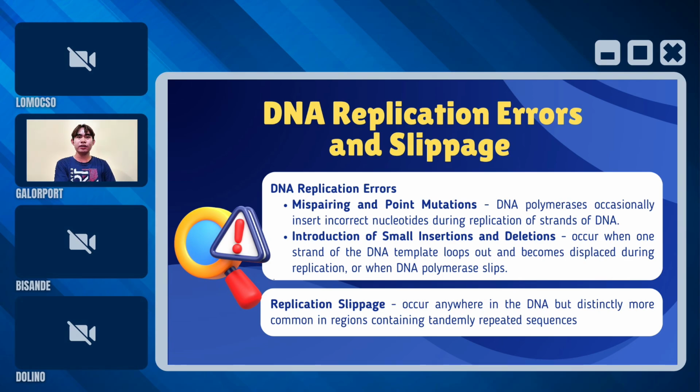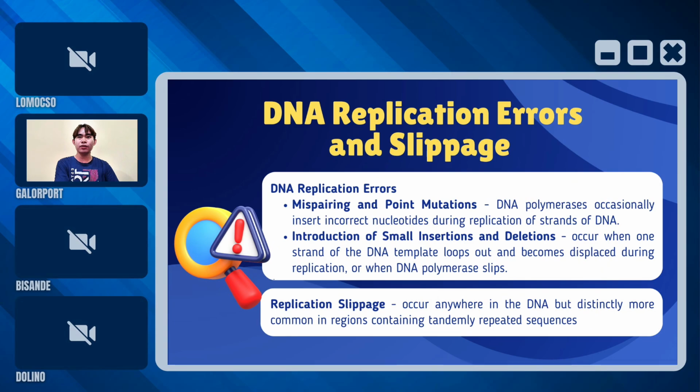The second one is introduction of small insertions and deletions. This occurs when one strand of the DNA template loops out and becomes displaced during replication, or when DNA polymerase slips. Insertion and deletion may lead to frameshift mutations or amino acid insertion or deletion in the gene product, as discussed previously. Later, there will be a diagram representing this one.